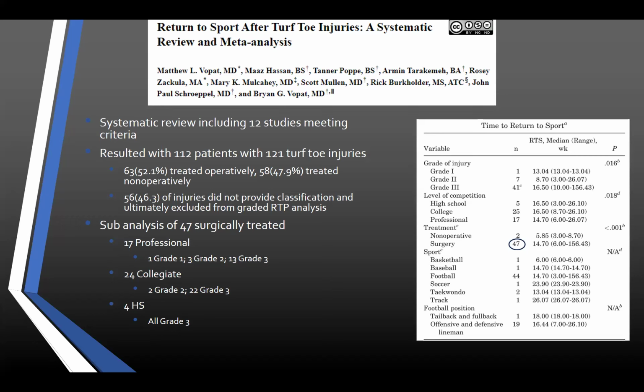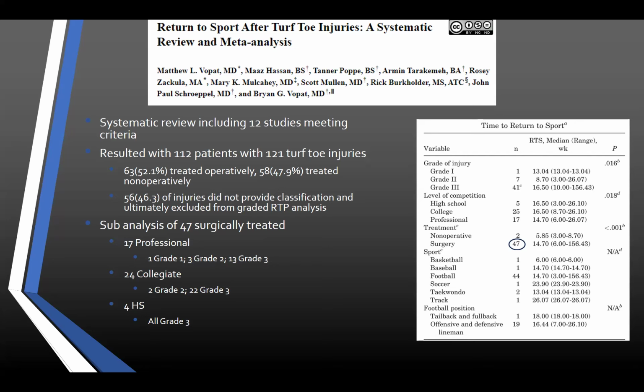When they subdivided the 47 patients that they had grades on that were treated surgically, they had 17 professional athletes, 24 collegiate, and 4 high school athletes. Among them, they found that the return to play was not really significant. The one outlier was a grade 1 injury, which we'll talk about later, that was actually a professional athlete who elected to have it surgically managed. Overall, they found that the professionals did return to play sooner than collegiate or high school athletes, which may be a result of professionals having higher access to rehabilitation and supportive care, and a more financial incentive to get back sooner.